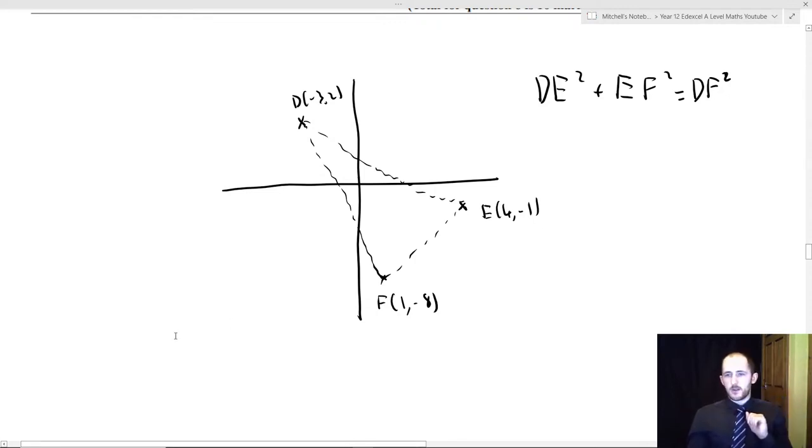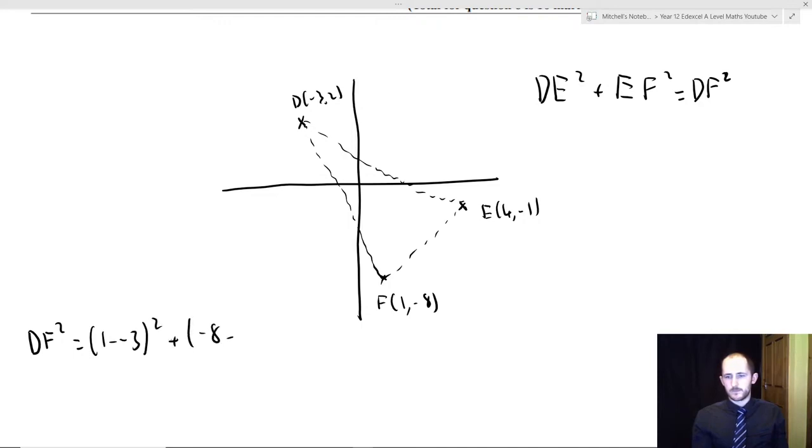Okay, so let's go. We need to work out all of those different lengths. So DF squared is just going to be equal to the difference in those values. The 4 squared is 16. So DF is just equal to the square root of 116.